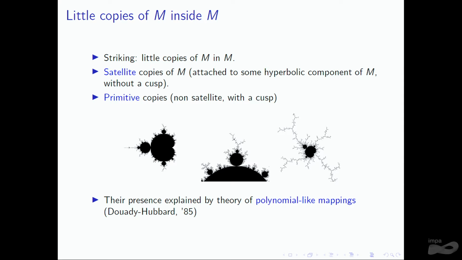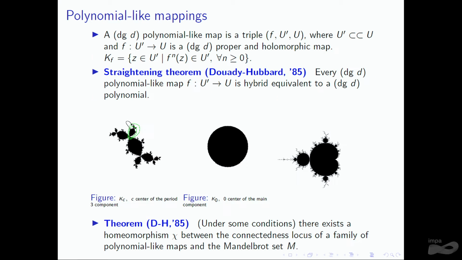And their existence, their presence in the Mandelbrot set, and in a lot of other parameter spaces, actually, is explained by the theory of polynomial-like mappings, which was developed by Douady and Hubbard in 1985. So what is a polynomial-like mapping? These are going to be very important for the purpose of the talk.